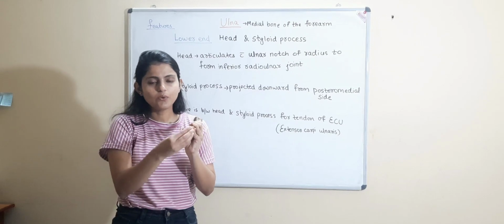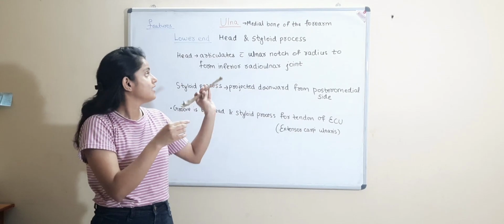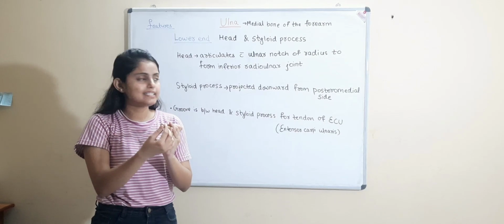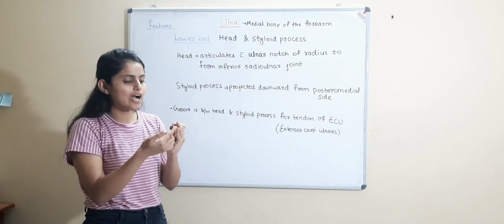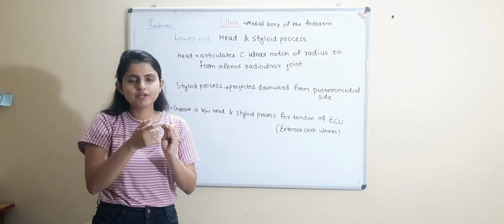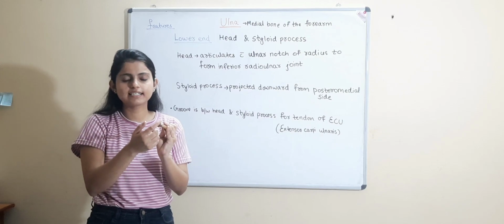In the lower end, there is the head and the styloid process. The head articulates with the ulnar notch of the radius to form the inferior radioulnar joint, and the styloid process projects downward from the posteromedial side. There is a groove between the styloid process and the head of the ulna for the tendon of extensor carpi ulnaris.